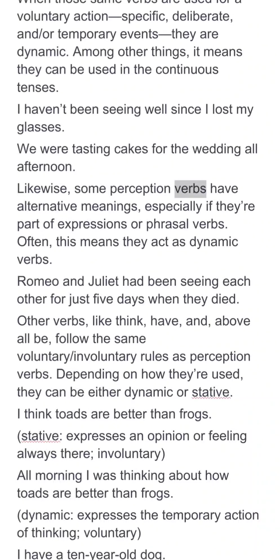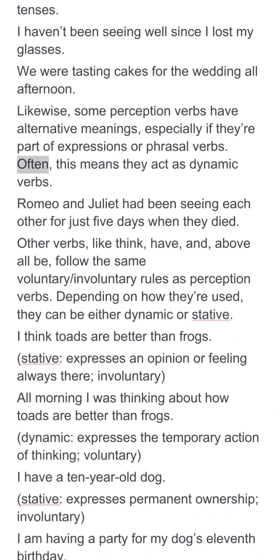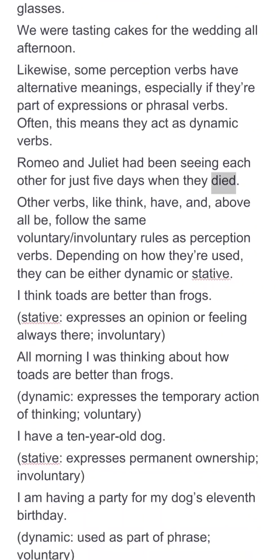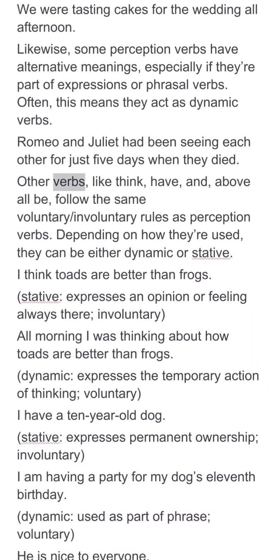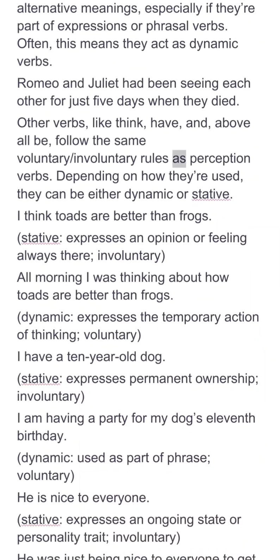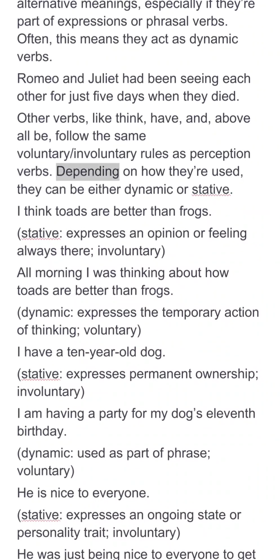Likewise, some perception verbs have alternative meanings, especially if they're part of expressions or phrasal verbs. Often, this means they act as dynamic verbs. Romeo and Juliet had been seeing each other for just five days when they died. Other verbs, like think, have, and, above all, be, follow the same voluntary-involuntary rules as perception verbs. Depending on how they're used, they can be either dynamic or stative.